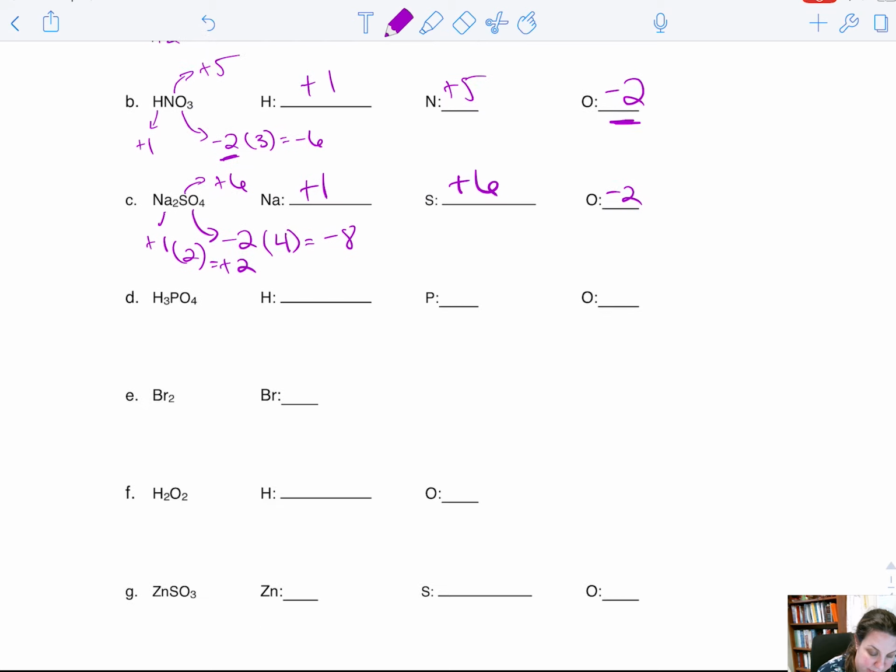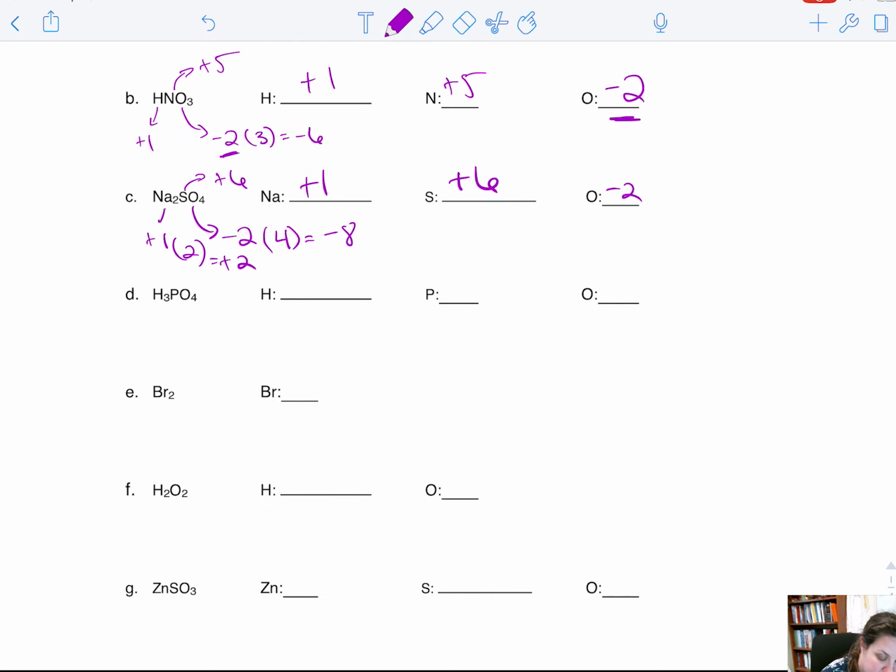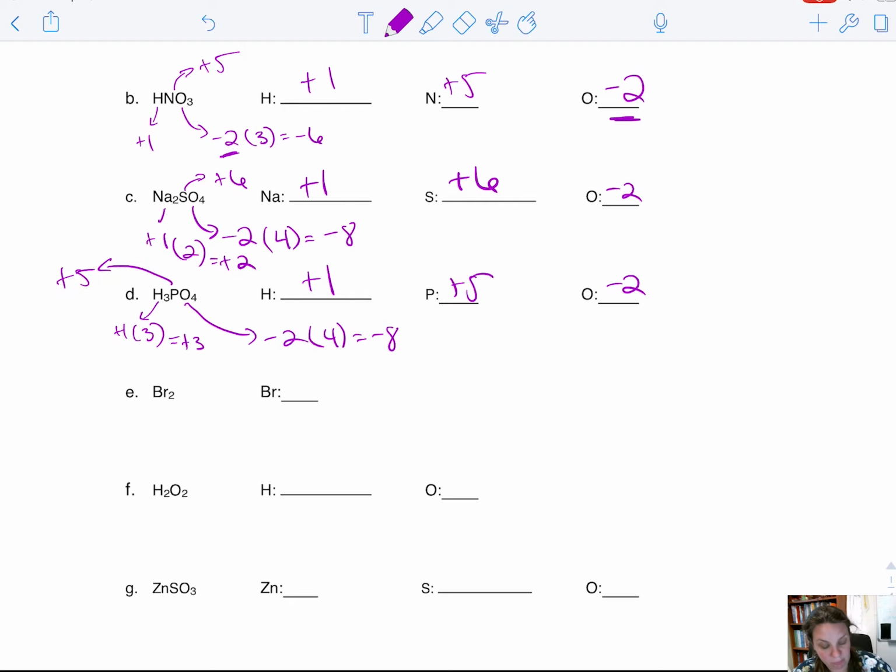Next one, we're looking at phosphoric acid. We assign our hydrogen first at +1. There are 3 of them, so it gives us a +3 for that section. Our oxygen, -2. There are 4 of them, so that gives us a -8 for that portion of it. So in order to balance out, we have to have a +5 here. Bromine, Br2, is elemental, so we have a 0 here.